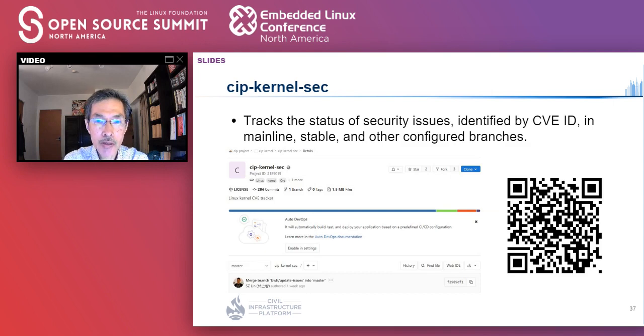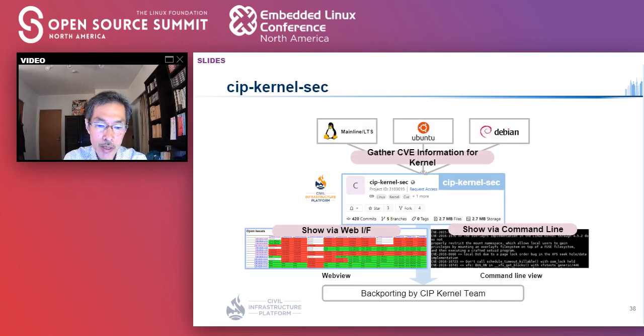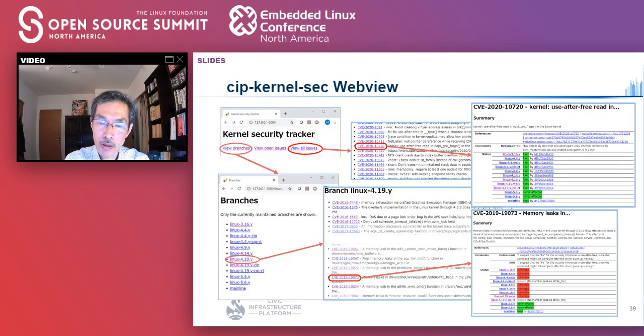The first tool is CIP kernel sec. You can find it on the GitLab. The CIP kernel sec is a vulnerability scanner. It gathers CVE information from multiple upstreams, such as the stable kernel, Ubuntu kernel, and Debian kernel. The result can be referred through both web interface and command line interface. The kernel team mainly works on CVEs affected in kernel 4.4 and 4.19 and may backport the specific CVE commits to the stable kernel. The CIP kernel sec provides a simple graphic layout, and the users can get detailed information through web GUI, and you can see in this slide.